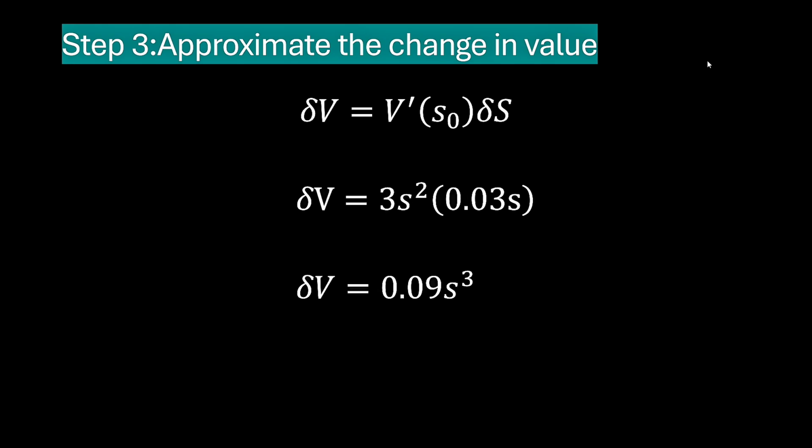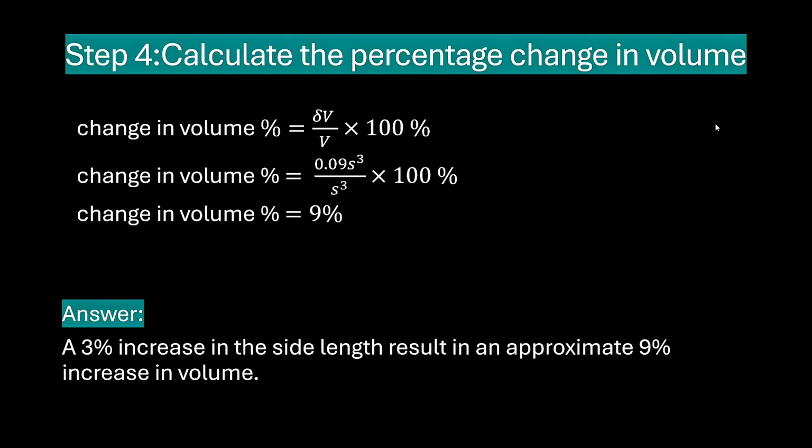By performing the simple multiplication, 3 times 0.03 equals 0.09, and combining the variables, s powered by 2 times s equals s powered by 3. We arrive at a final expression for the approximate change in volume, delta V equal to 0.09 s powered by 3.